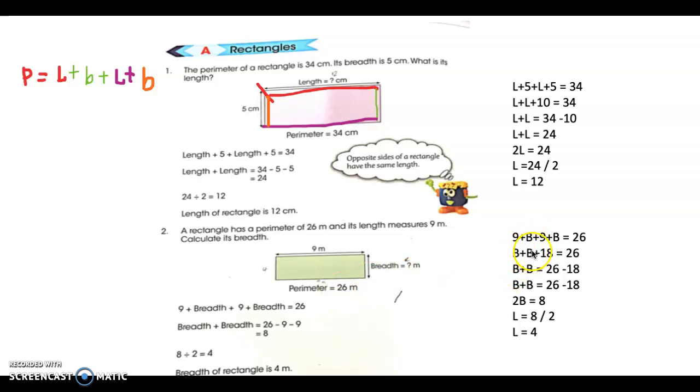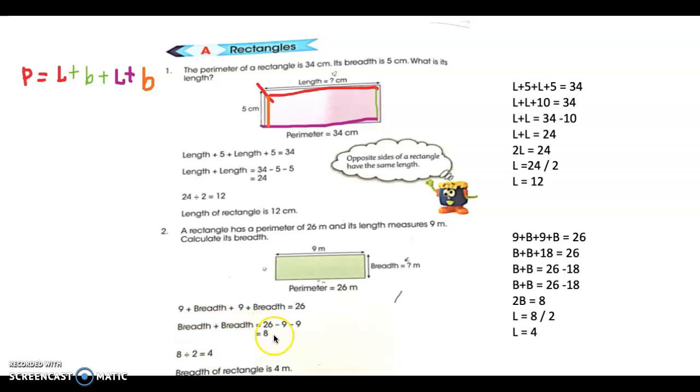Now we have 2b plus 18, or else you can take 9 from this side to that side, minus 9 minus 9, you can also do that. But you can also subtract 18 from 26, because 9 plus 9 is 18. And then you get 8. 8 is for both the sides, and then you divide it by 2. You get one side 4, right? Like this, see? You subtracted all the lengths, and then you have remaining for one breadth, because this is for two breadths.